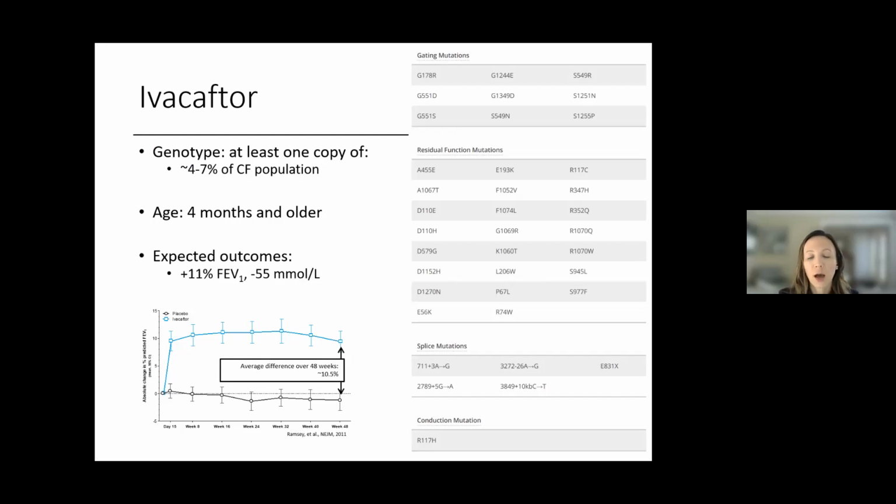And you can see, compared to the last slide I showed you, this clinical trial outcome at the bottom here goes out to 48 weeks.